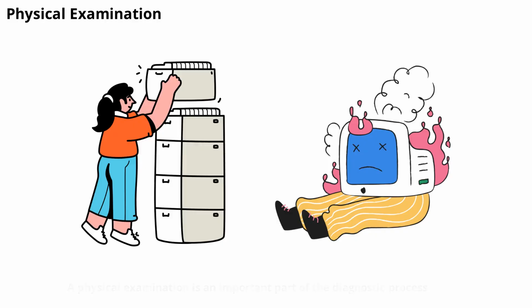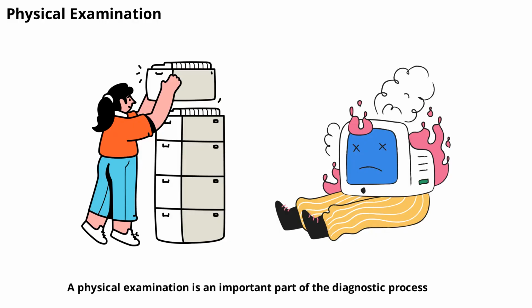A physical examination is an important part of the diagnostic process. The doctor examines the patient's legs and nervous system to rule out other causes of discomfort, such as neuropathy or vascular issues. They may check reflexes, muscle strength, and sensation in the legs. This hands-on assessment helps identify any signs that might point to alternative diagnoses. While RLS itself does not cause visible physical changes, the exam ensures that no other underlying conditions are missed.